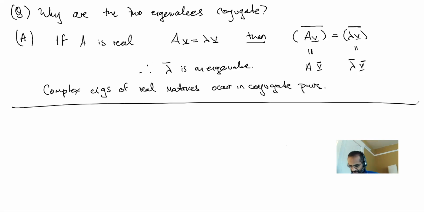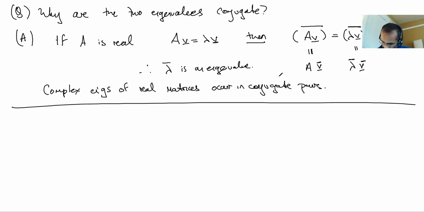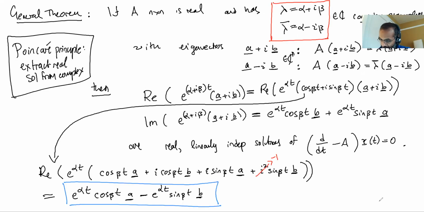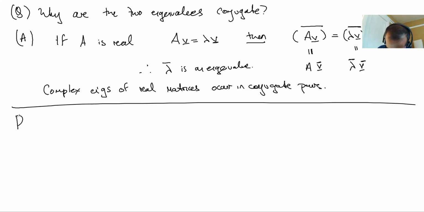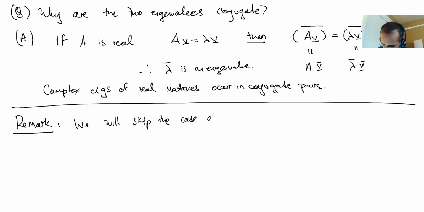So does that answer the question? Okay. So that's all I want to say about complex eigenvalues and real eigenvalues. Here are two remarks. Remark one, we won't handle the case when A is not diagonalizable. We will skip the case of A not diagonalizable.